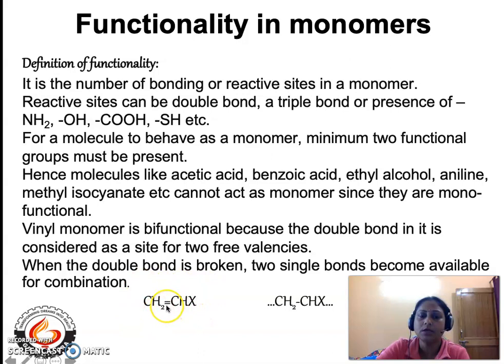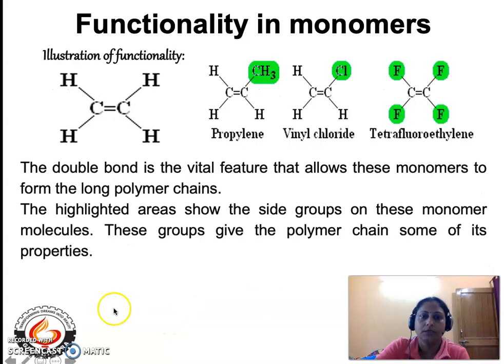Why? Because this double bond will break to give rise to 2 single bonds. So these are single valencies, free valencies via which more monomeric units can attach. So that means this vinyl halide is an example of a monomer. These are different illustrations of monomers in which the double bond is there. So the presence of a double bond ensures that the organic molecule will behave as a monomer.